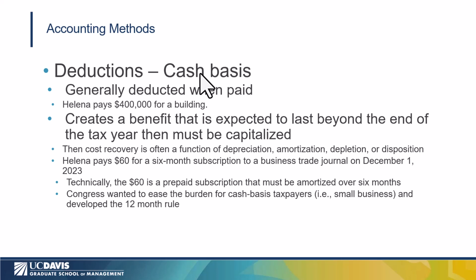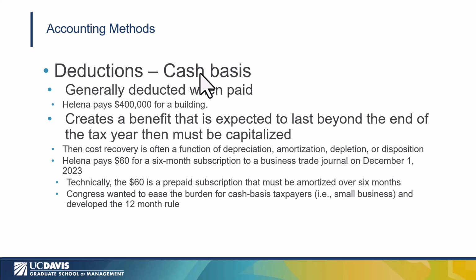So Helena pays $60 for a 6-month subscription to a business trade journal on December 1st, 2023. Technically, the $60 is a prepaid subscription that must be amortized over 6 months, right? So you'd say, all right, well, I've got debit prepaid, credit cash for $60, and then for each month that goes by, I'll expense off $10 in dues and subscriptions expense until the $60 is gone.